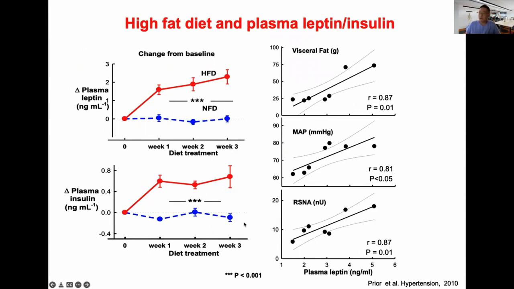Now, noticing this consistent increase in plasma leptin and insulin in our animal model, and these hormones being the main appetite controlling hormones, we wanted to investigate what is the role of the leptin and insulin in the neurogenic hypertension.